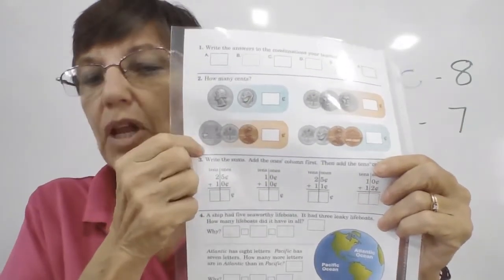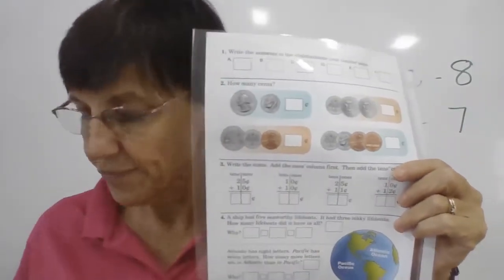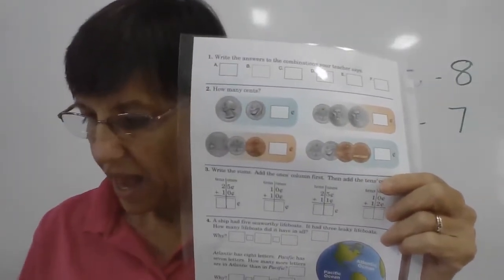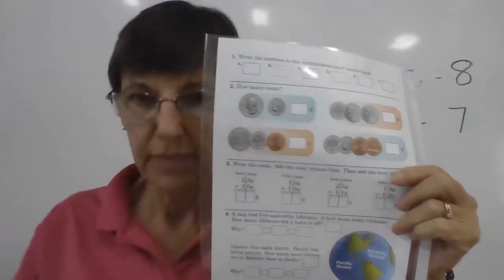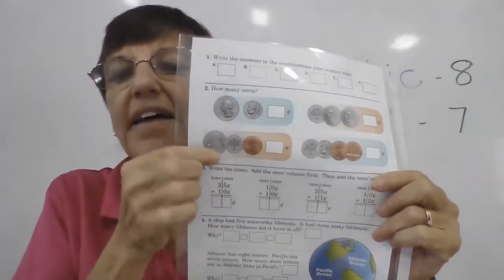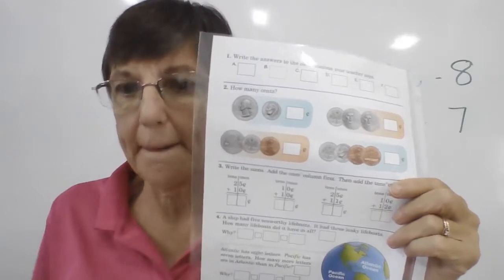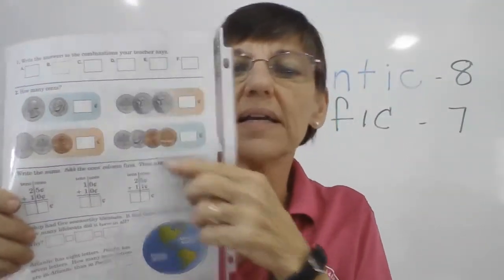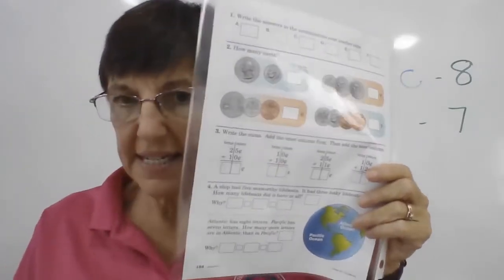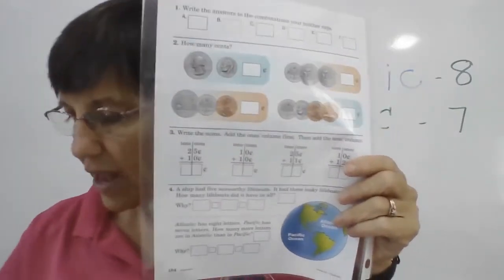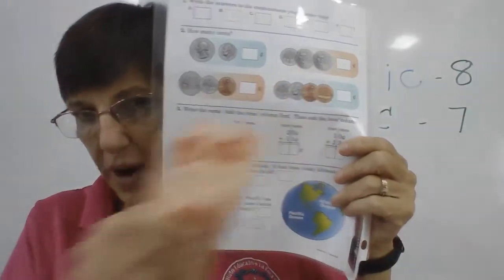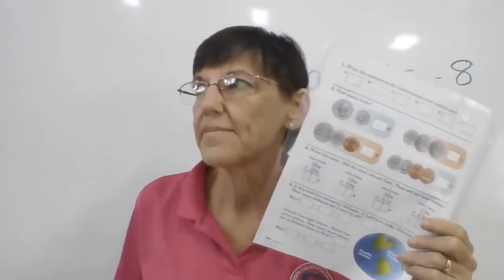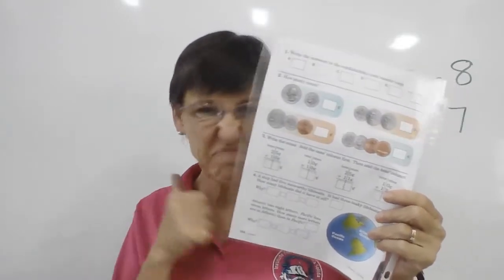Now, this one down below, we have 25, 10, and 1. Okay? A 25, a 10, and a 1. And the last one is 2 10s and 2 1s. Okay? How much is that? Okay, easy, right? We can do this.